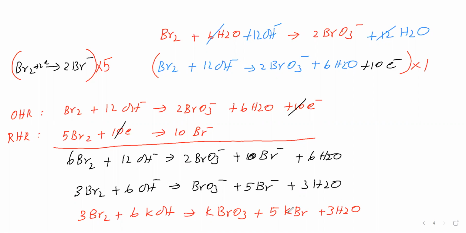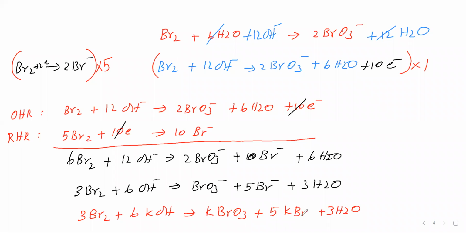Now whether the equation is balanced or not, we will check by using potassium. Here 6 times potassium on the left. On the right, 1 time and 5 times, therefore 6 times potassium on the right side. Left side also 6 times potassium. Therefore, we can say the equation is balanced.